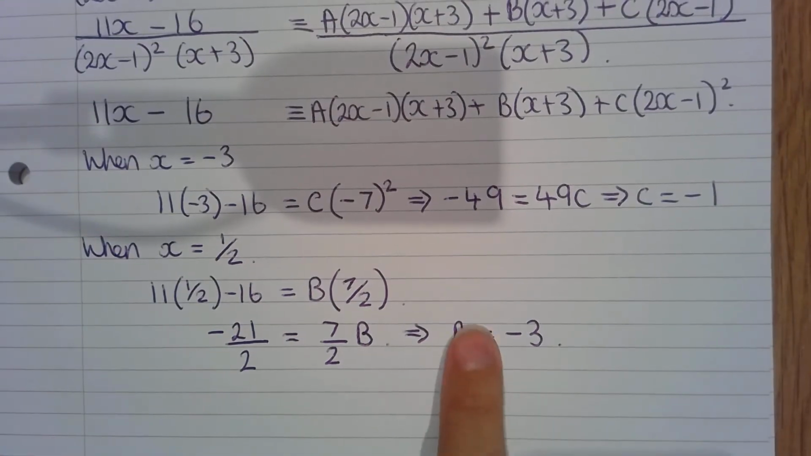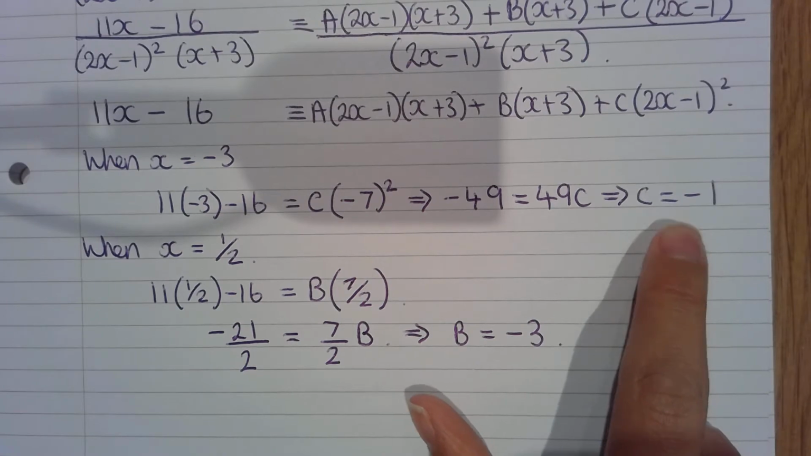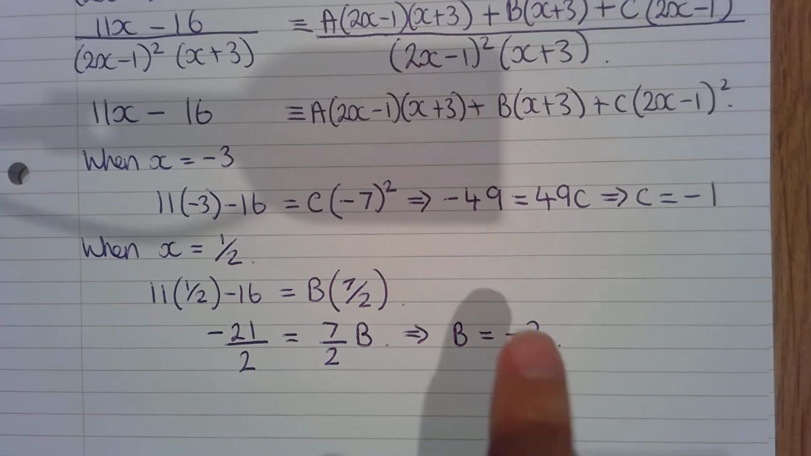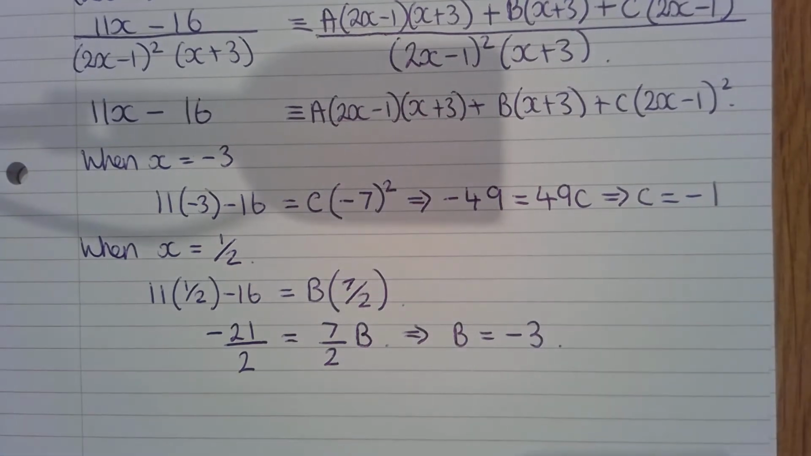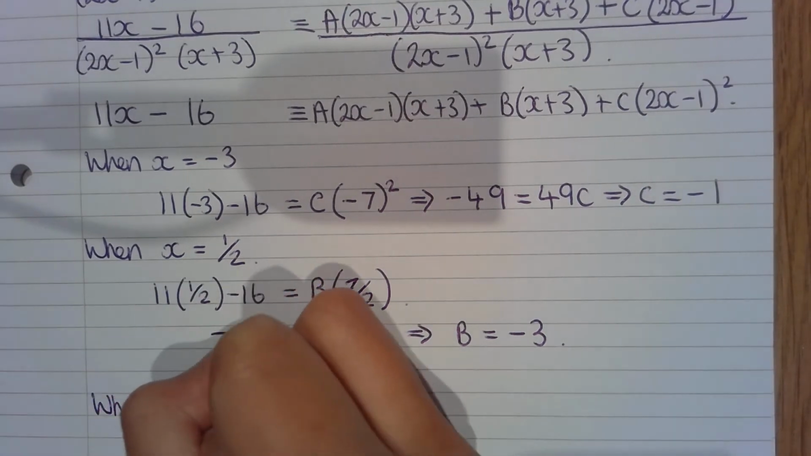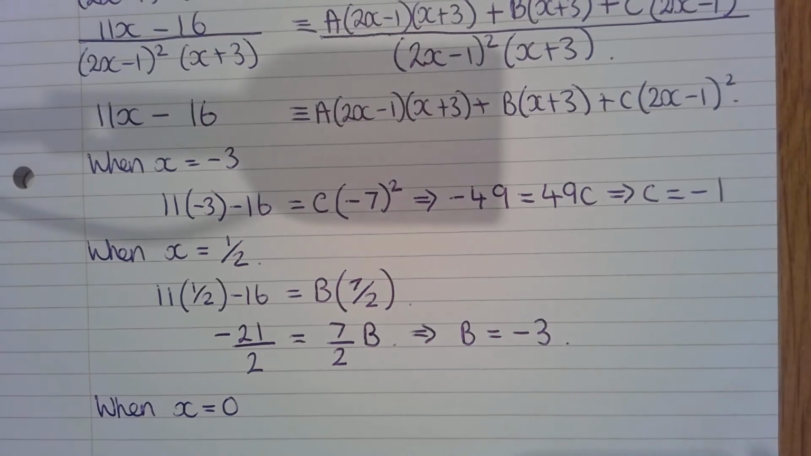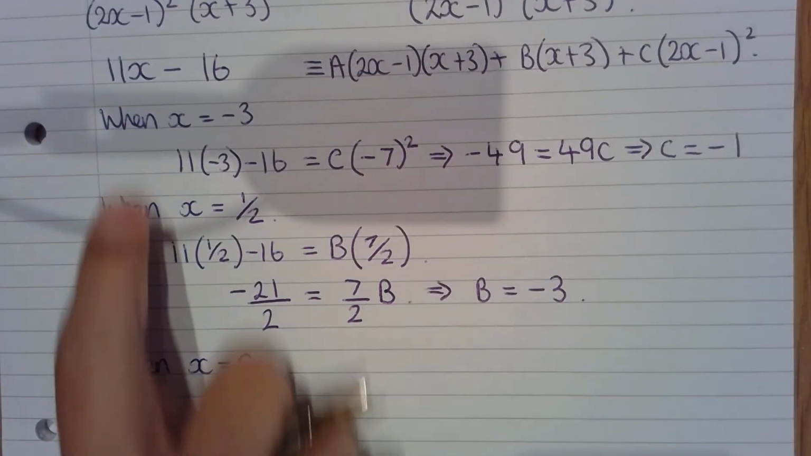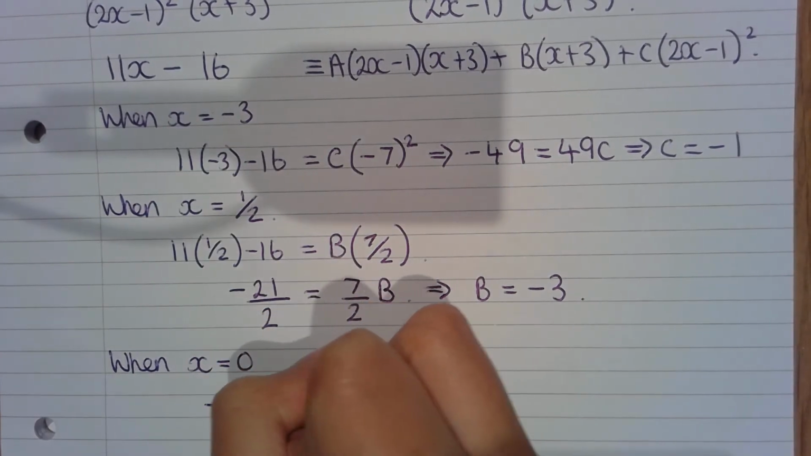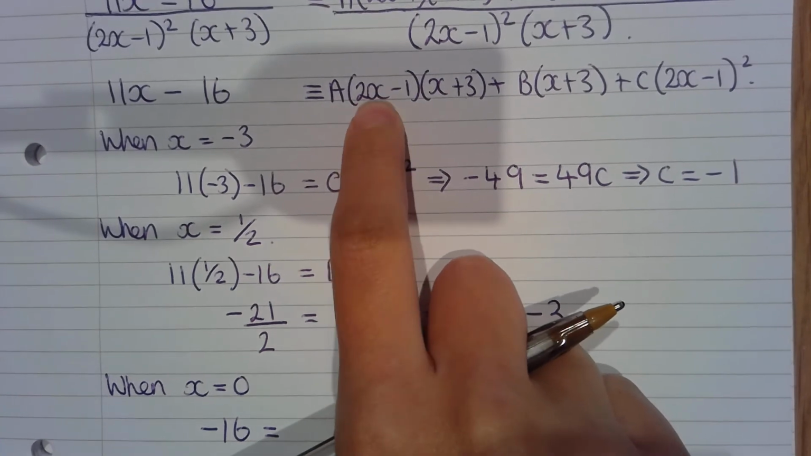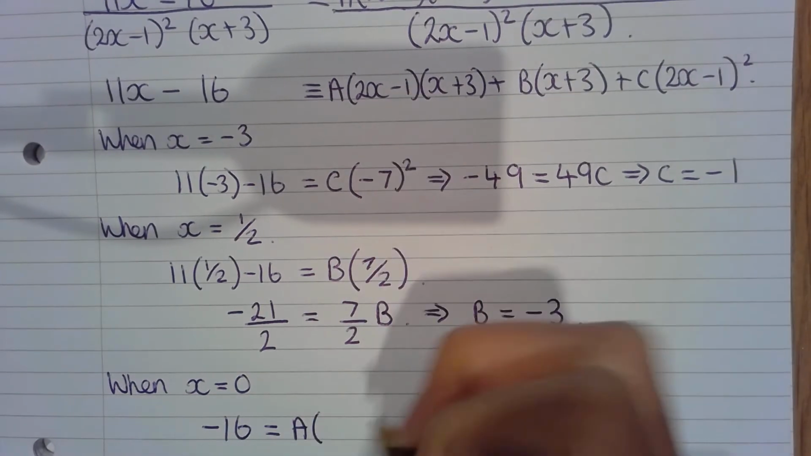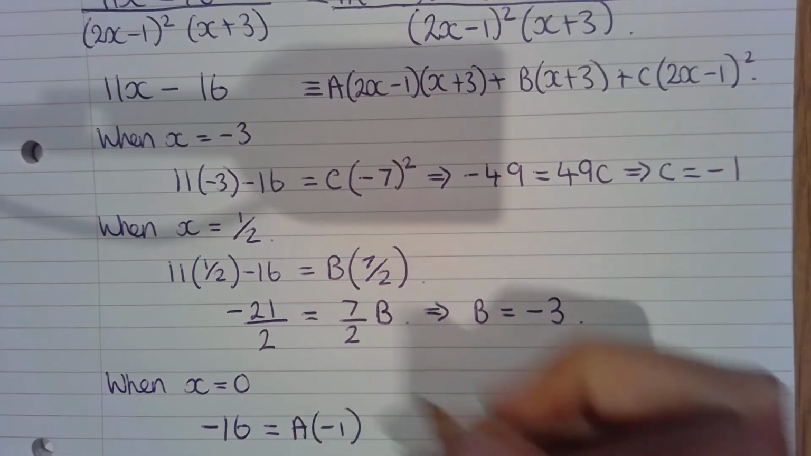So we found a value for b and we found a value for c, but now there aren't any kind of obvious values I can use for x to find a. So what I'm going to do is I'm just going to substitute in x equals 0, because that's quite an easy number to substitute in. So when x equals 0, okay, so we know 11 times 0 is 0, take away 16 is -16. 2 times 0 is 0, take away 1. Take away 1 is -1. 0 plus 3 is 3.